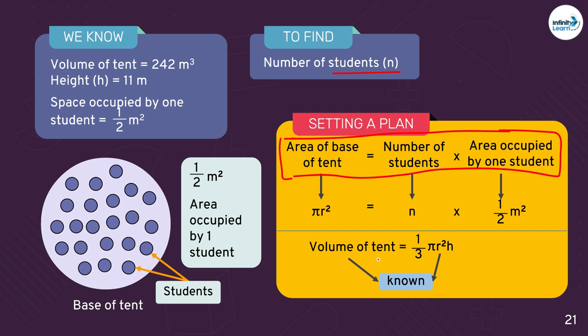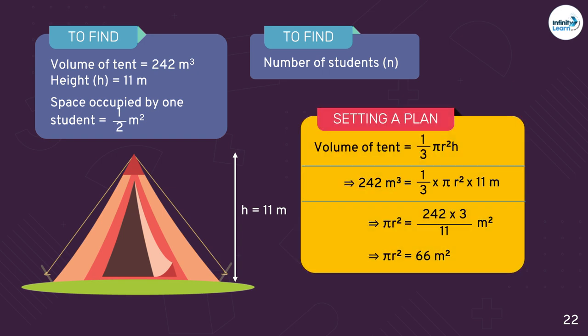Look, first we are going to find out the radius. Let us see. Volume of tent is 1 by 3 pi r square h. Height is given 11. So putting the value of height as 11, we are going to find out the value of pi r square from here. The value of pi r square is 66 meter square.